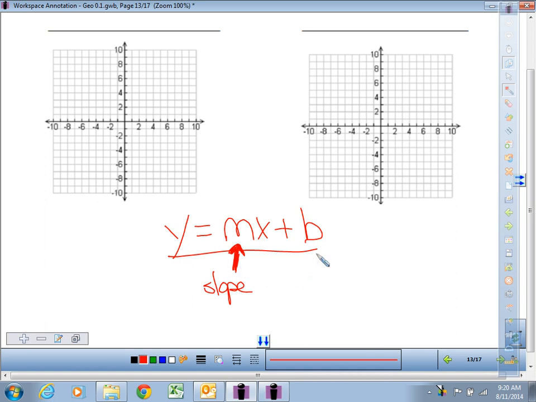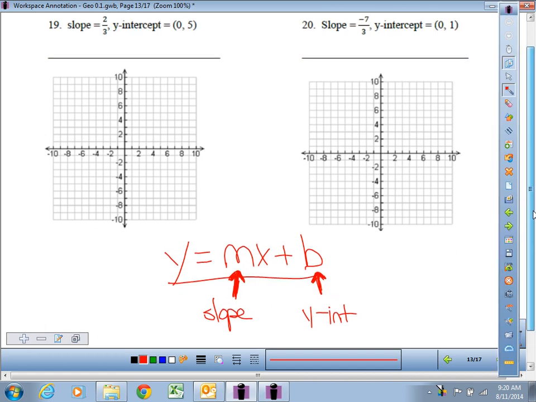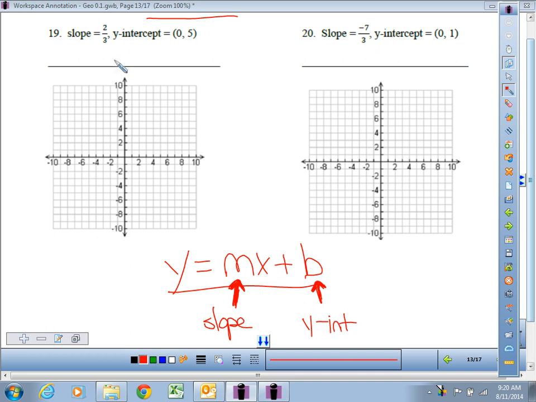Now the b value here, that's your y-intercept. That's your starting value. So at 0 weeks, how much money did you have in your piggy bank? You had $100 in there. That's your y-intercept. So when we go to graph this, I'm given a slope of 2/3. That goes there. And a y-intercept of 5. That goes right there. So very easily to write this equation, we go y equals my slope, which is 2/3 x plus 5.